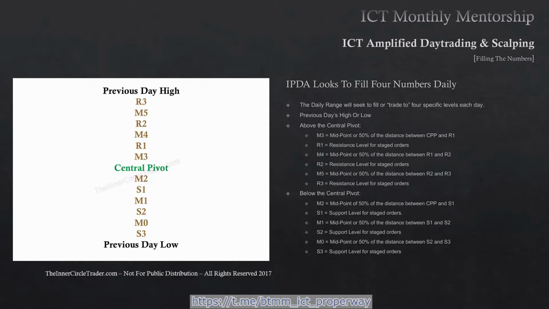While it's not important that we understand how to trade pivot points like the retail crowd, it's important to understand what these levels are and how we are going to interpret them in terms of filling the numbers.